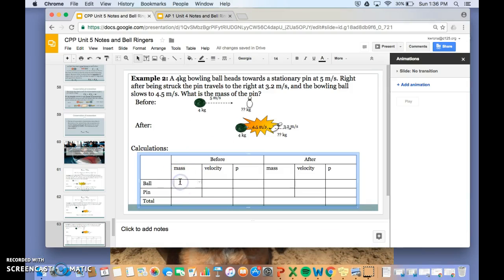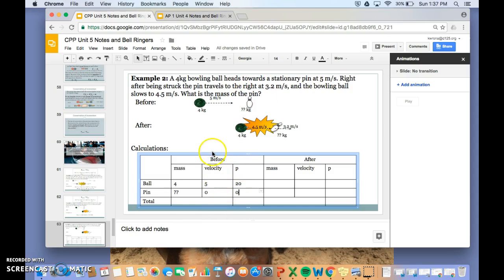So the ball's mass is 4 kilograms, and the chart's split into before and after. So its initial velocity is 5. And P, it asks you to actually solve for the momentum. So momentum's mass times velocity. So this would be 20, 4 times 5. The pin before, we don't know its mass. Its initial velocity is 0. It's at rest. And so the mass times 0 is going to be 0. The pin is at rest. It doesn't have any momentum.